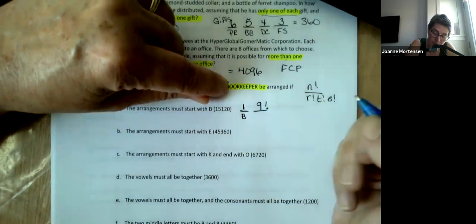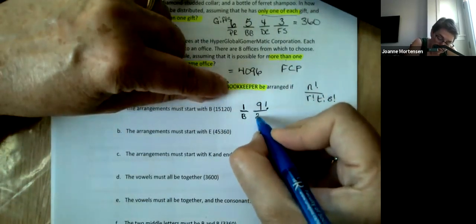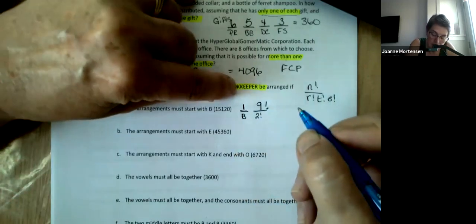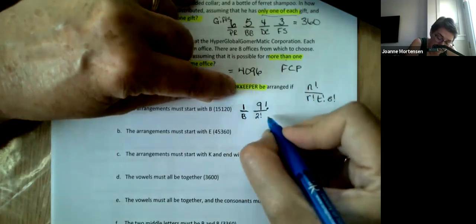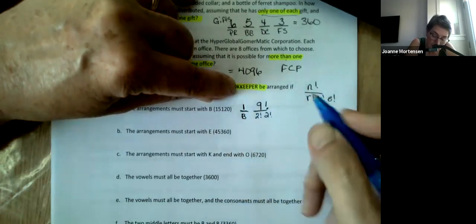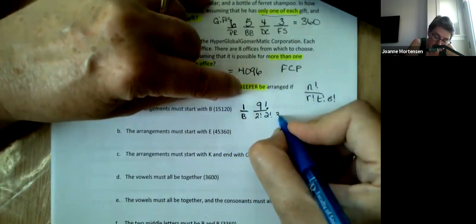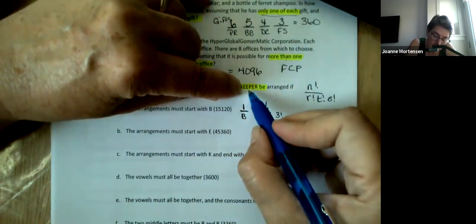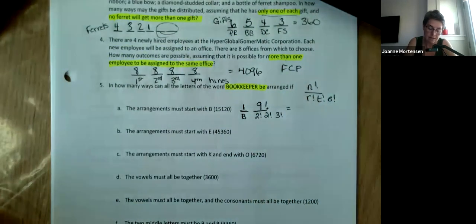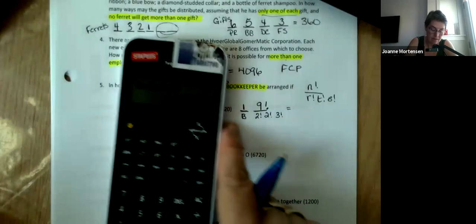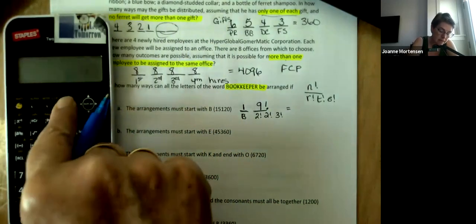Okay. Now our factorials, we've got 2 O's, and we've got 2 K's, and we've got 3 E's, and B and R. So let's see. I'll hope it in. What if I put it over there? Then we can see it.